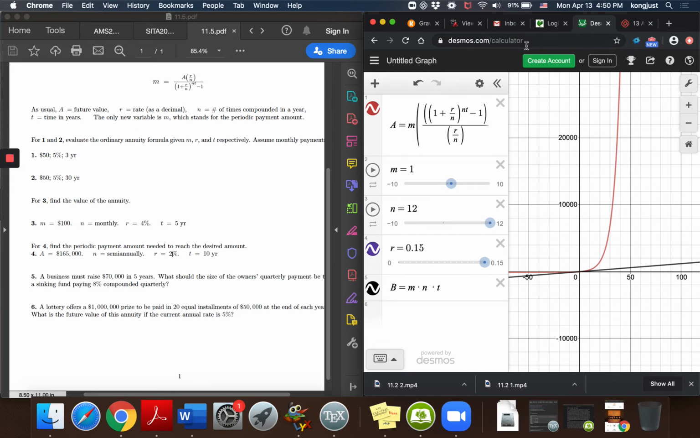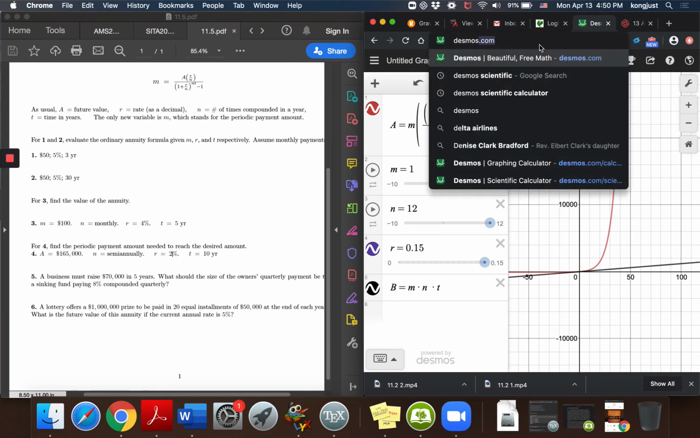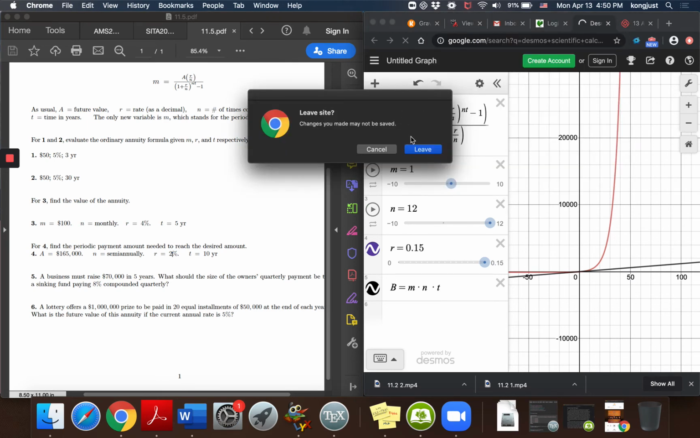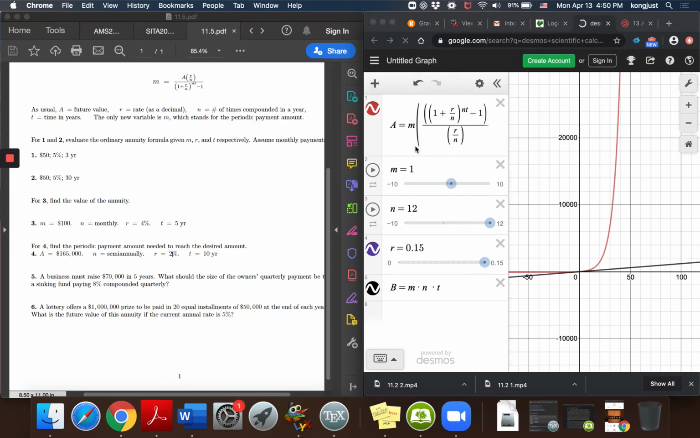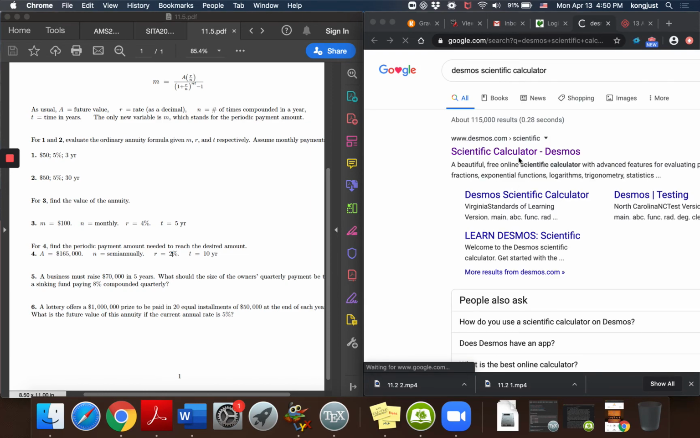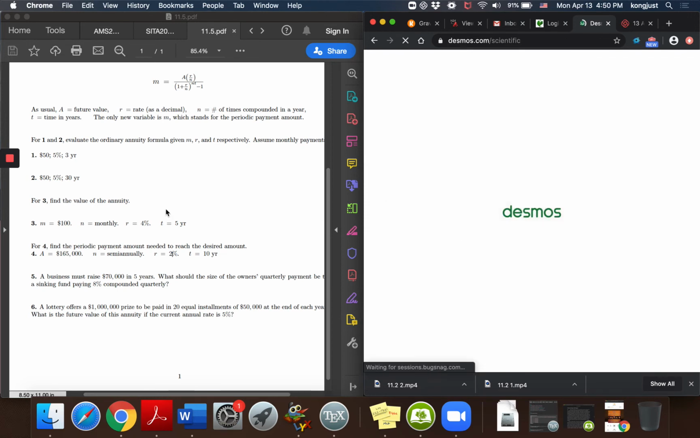Okay, I'm going to go back to the calculator now. So calculator, decimals, scientific calculator. And forget the graph. Yes, farewell. All right, guys, let's do the rest. So now we're on to number 3. Find the value of the annuity.